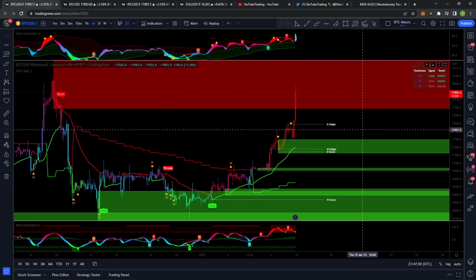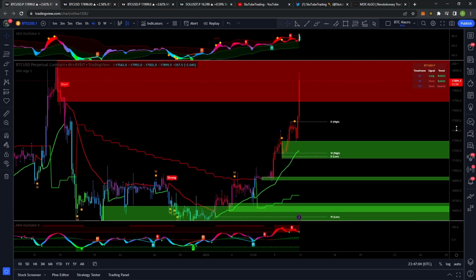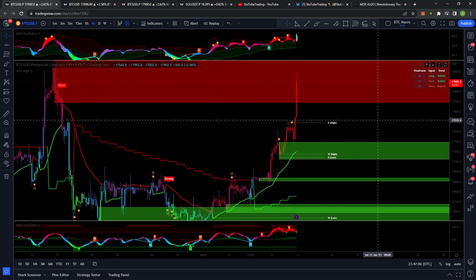I still like to turn this off and do my own analysis once in a while, but all in all, quite often it's just mapping out the same support boxes as me, and it just makes my job so much easier right now.